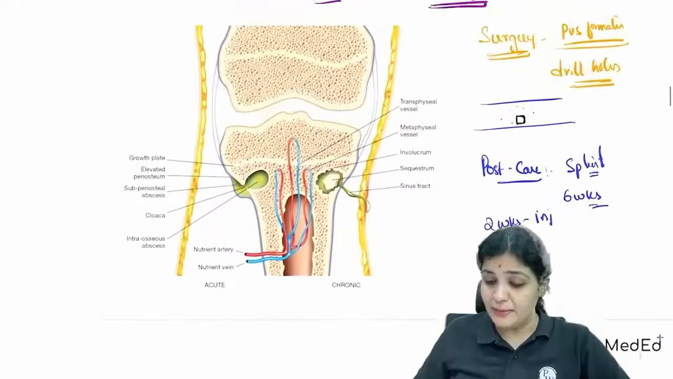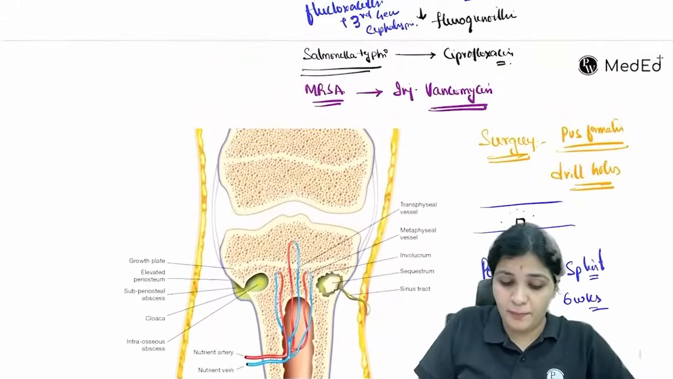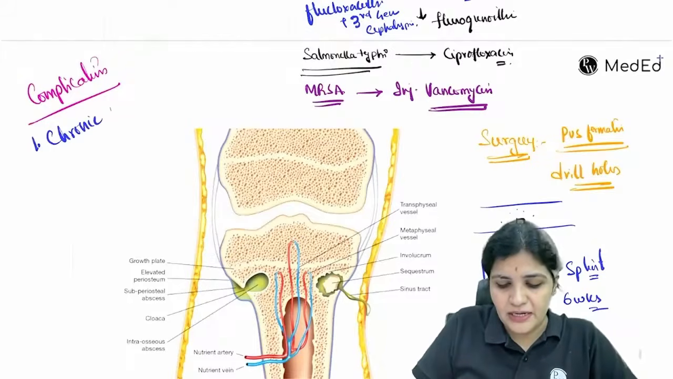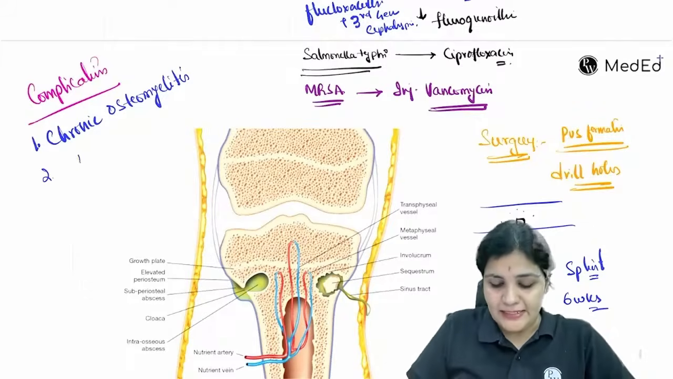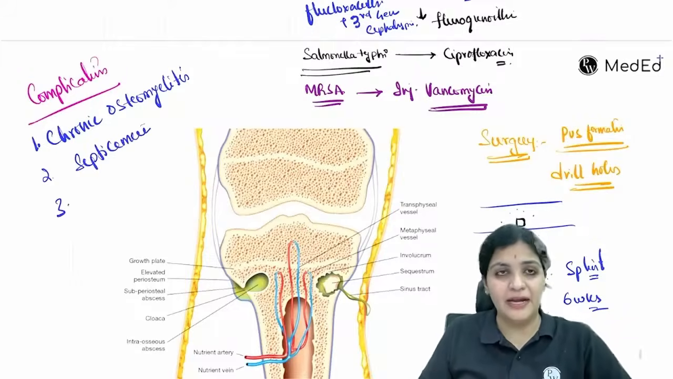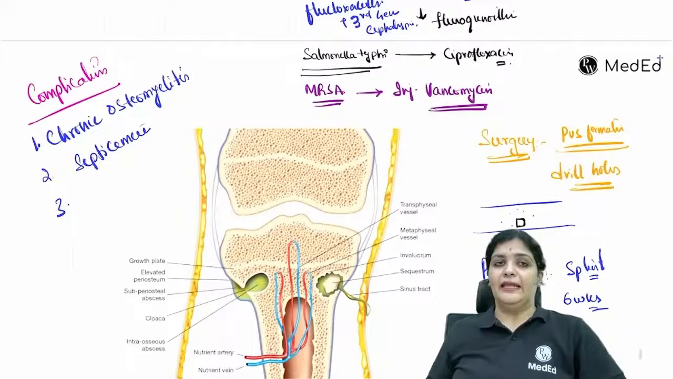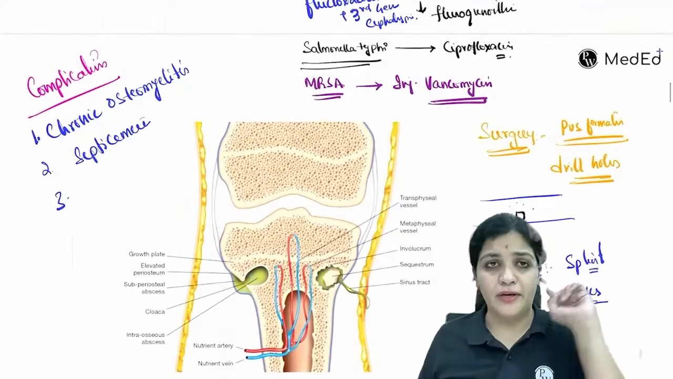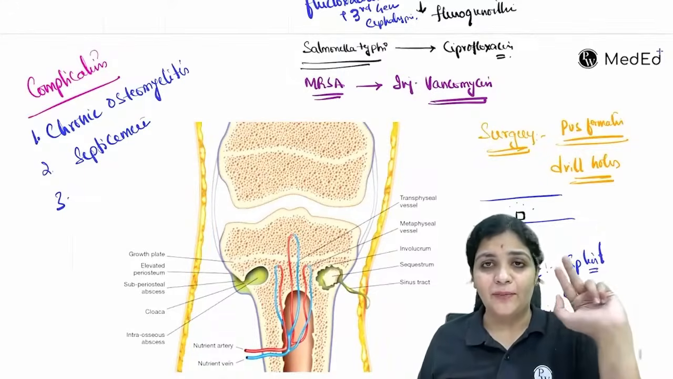And you always have to remember the complications. The first complication of acute osteomyelitis: whenever it is not treated well, it will result in chronic osteomyelitis, and sometimes it may land up with septicemia. The bacteria will spread hematogenously to multiple sites in the body, and it will result in septicemia. So the most important one is chronic osteomyelitis, and the second one is septicemia.